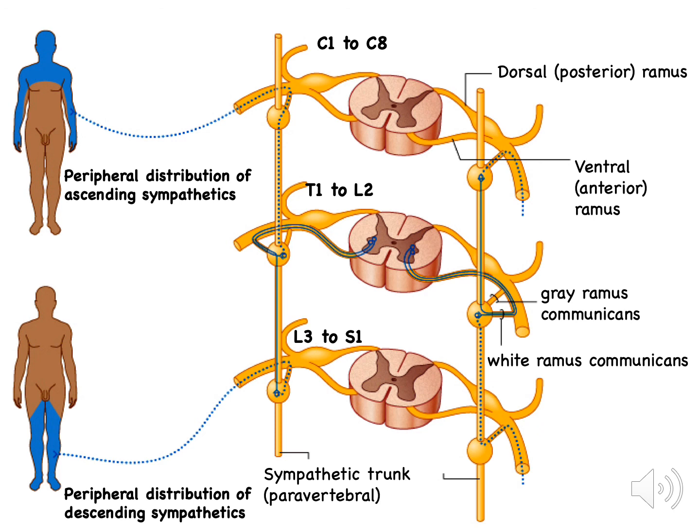Well, the white rami communicans only exist between T1 and L2 because that's where the preganglionics are traveling through, creating that appearance of white ramus because of its heavily myelinated axons. So the white rami communicantes is only at the T1 to L2 level, and when it synapses at that level and goes above T1 or below L2, you will not see a white rami communicantes. So you see how you can tell where you are by the presence or absence of a white rami communicans.